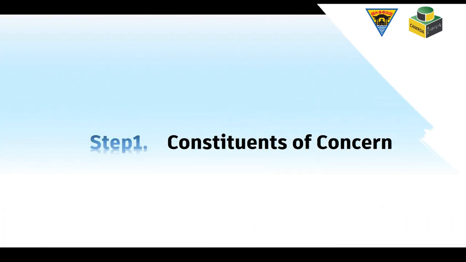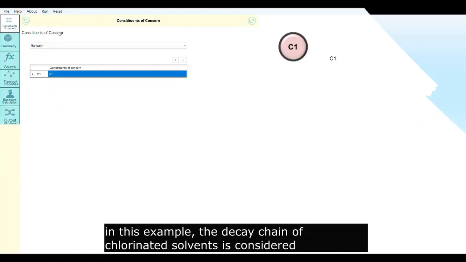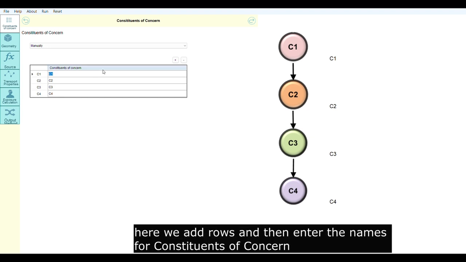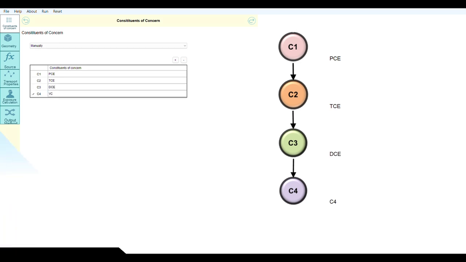Step number 1. Constituents of concern. In this example, the decay chain of chlorinated solvents is considered, including PCE, TCE, DCE and VC. Here we add rows and then enter the names for constituents of concern. PCE for C1, TCE for C2, DCE for C3, and VC for C4.